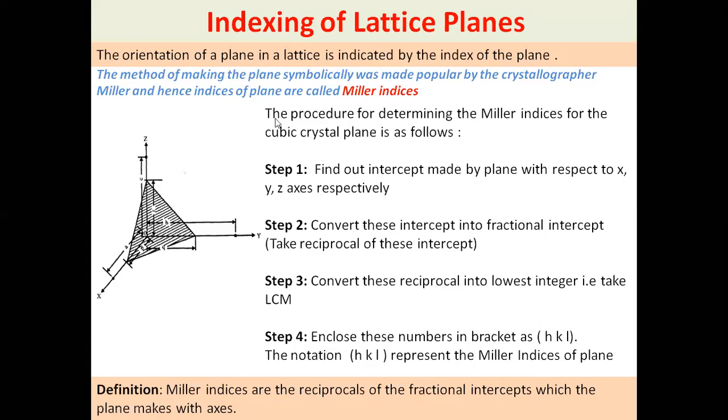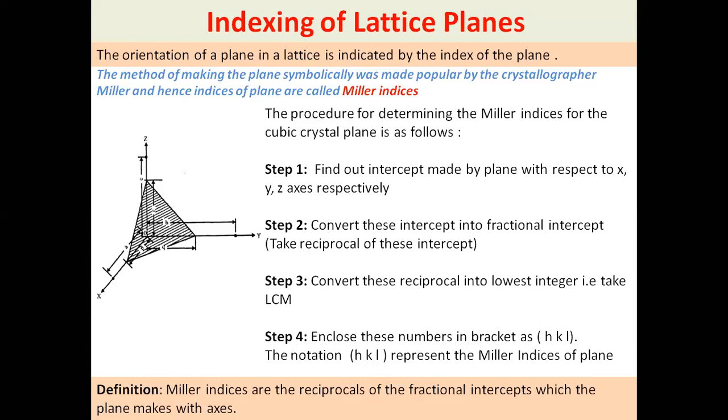The procedure for determining the Miller indices for a cubic crystal plane is as follows. For your syllabus, we only have to draw the Miller indices for the cubic crystal structure. Cubic means a equal to b equal to c, and alpha, beta, gamma are all 90 degrees.